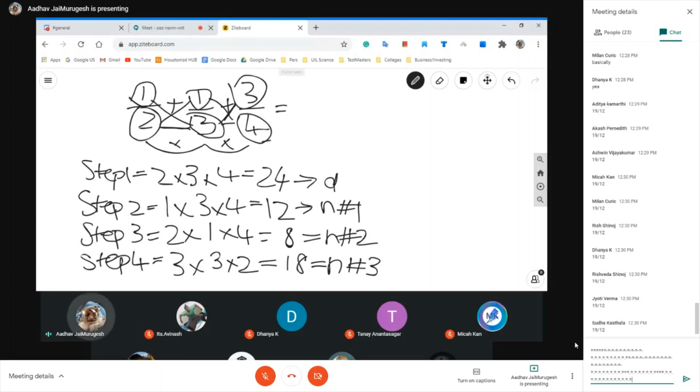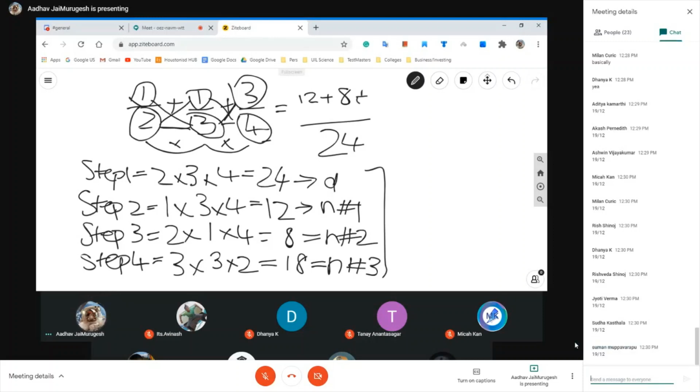Now let's go on to actually converting all this information to a fraction. As we agreed upon before, 24 is going to be our denominator. We're going to take numerator number 1, put it over here, add it to numerator number 2, and in turn add it to numerator number 3. If we do that, our answer will be 34 over.